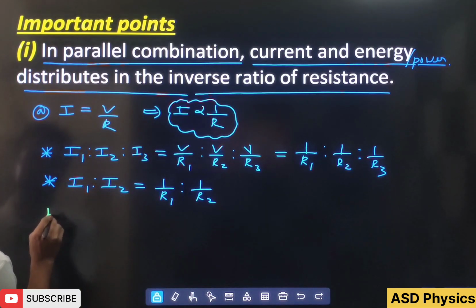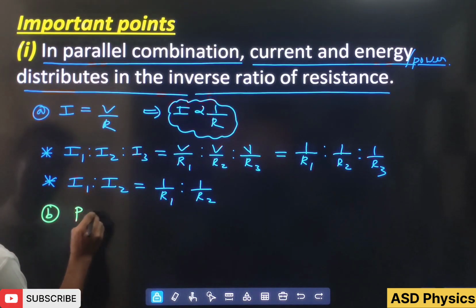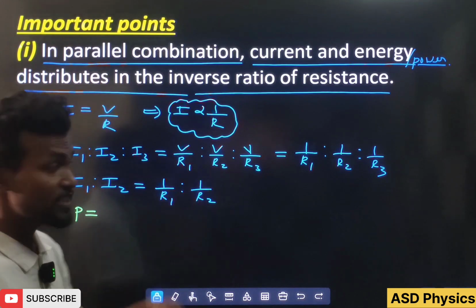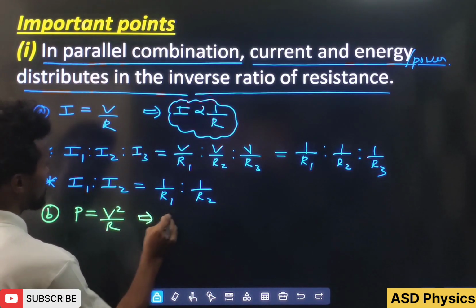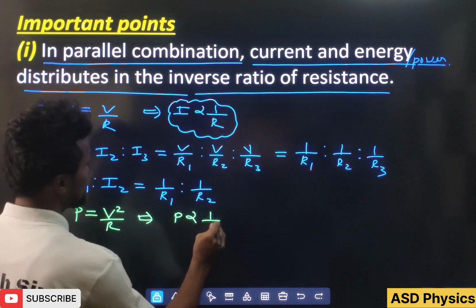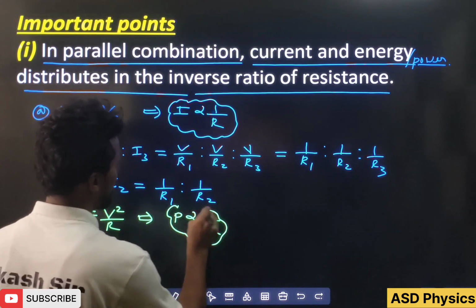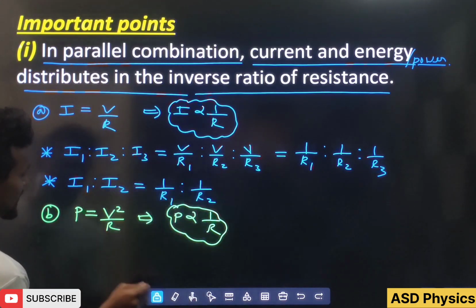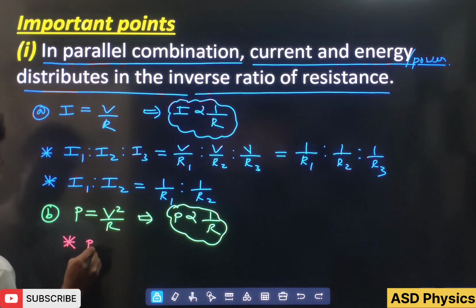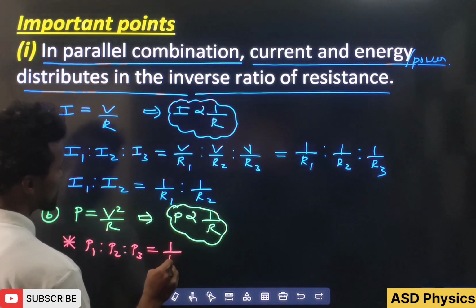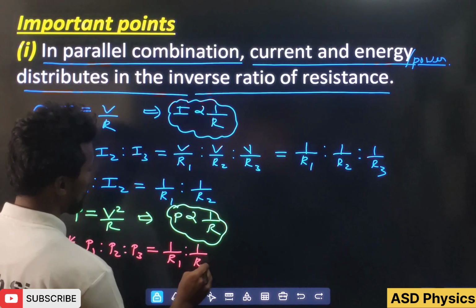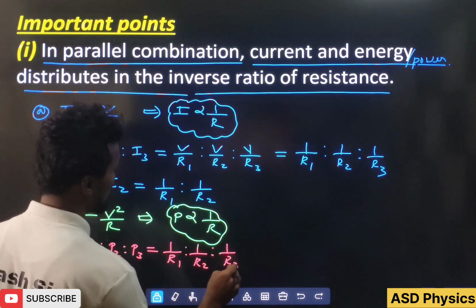Similarly, students, if we write for the power, which formula do we have to use here? V is constant, that means we have to write P equal to V square by R, or we can say P is inversely proportional to R. So if I write for the 3 resistors in parallel, P1 is to P2 is to P3, what will come here? See, 1 by R1 is to 1 by R2 is to 1 by R3.